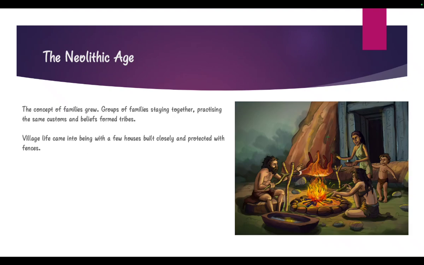The concept of families grew. Groups of families staying together, practicing the same customs and beliefs formed tribes. Village life came into being with a few houses built closely and protected with fences.